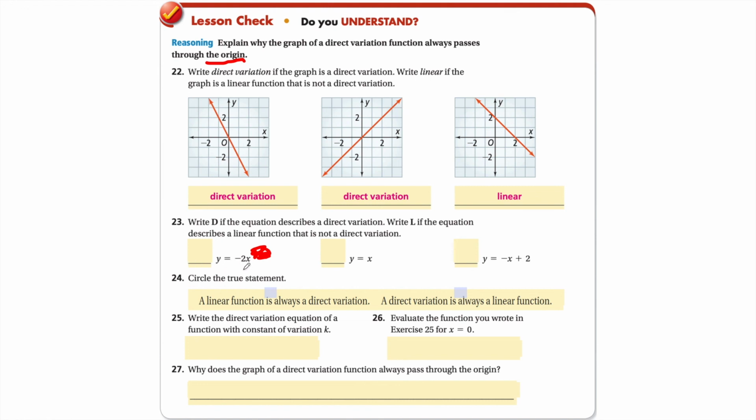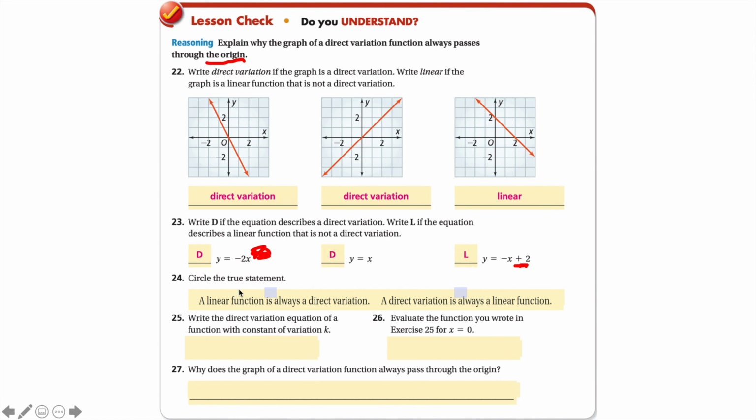So y equals negative 2x, that is going to be a direct variation. Y equals x, again, we're not adding a y-intercept at the end because it's a 0, which means that this is also a direct variation. However, the very last equation given, we have y equals negative 2x plus 2. That plus 2 is what turns this into a linear equation. A linear equation that is not a direct variation.